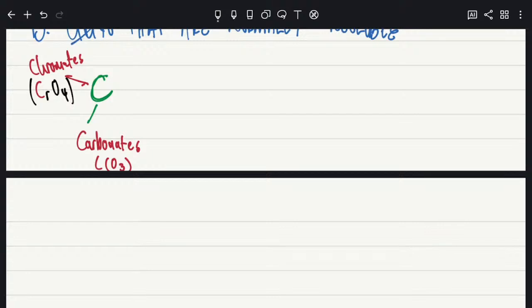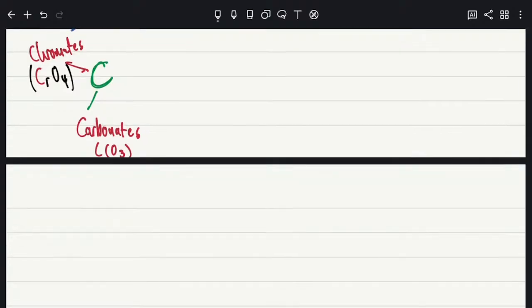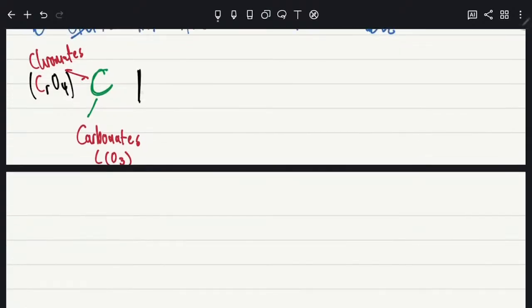Are you seeing insoluble salts? Carbonates, chromates. This is where it starts. These are insoluble, almost all the time. Please remember that carbonates and chromates are insoluble. Okay? Then you put H. Then you put P. Then you put S. You write the word CHOPS.